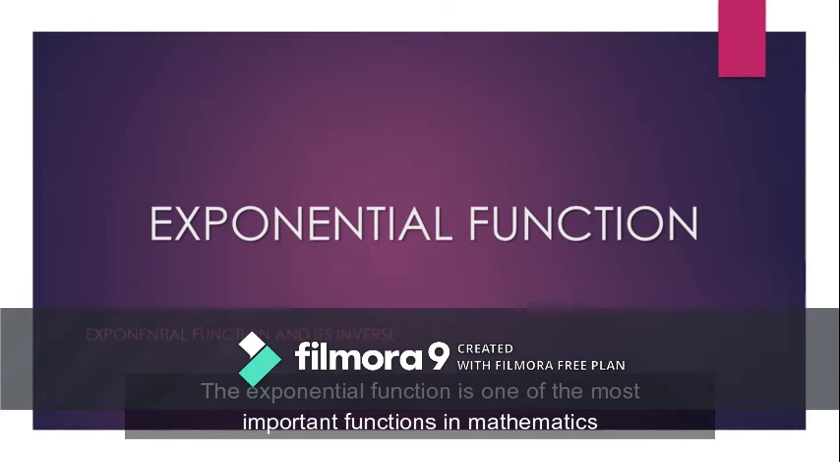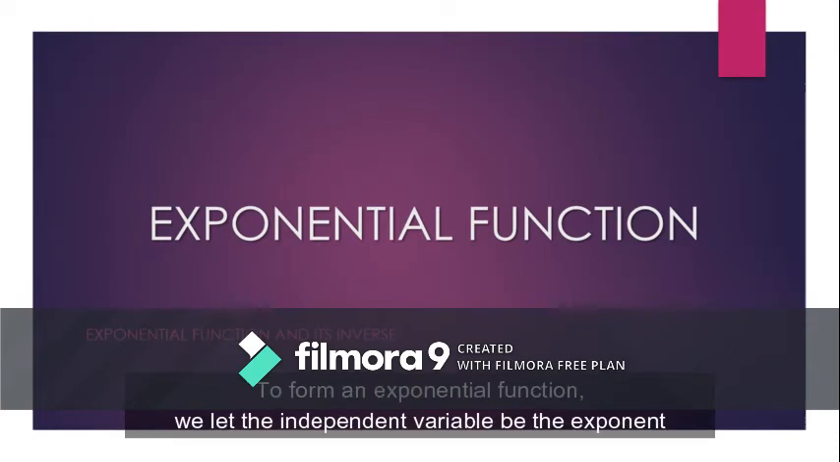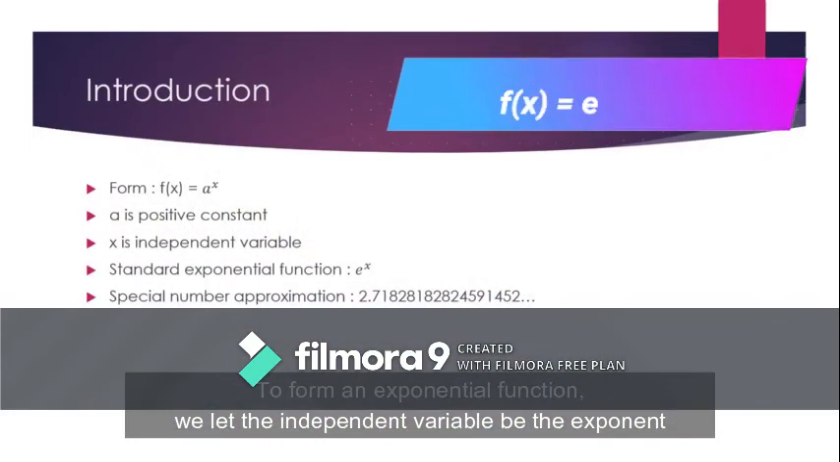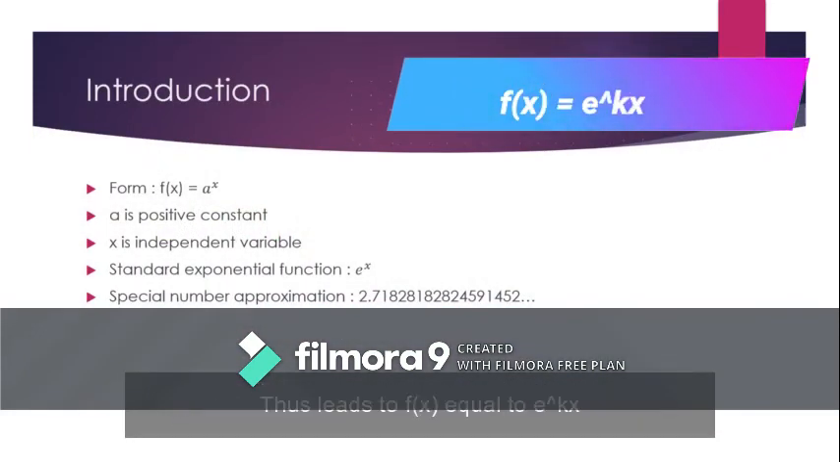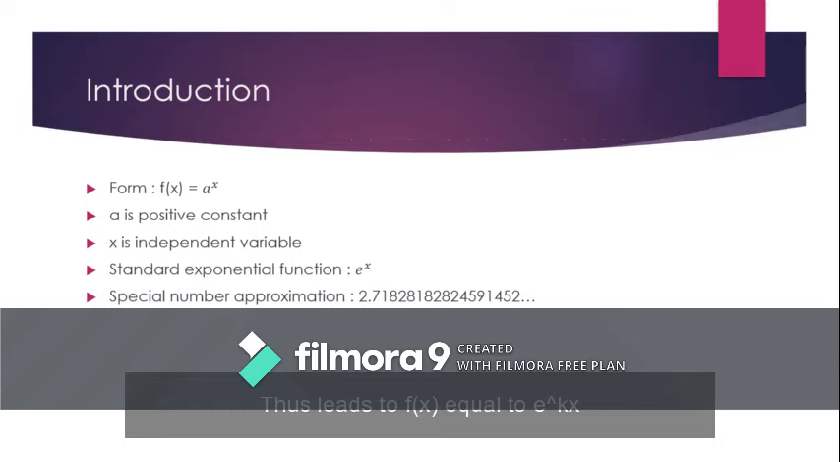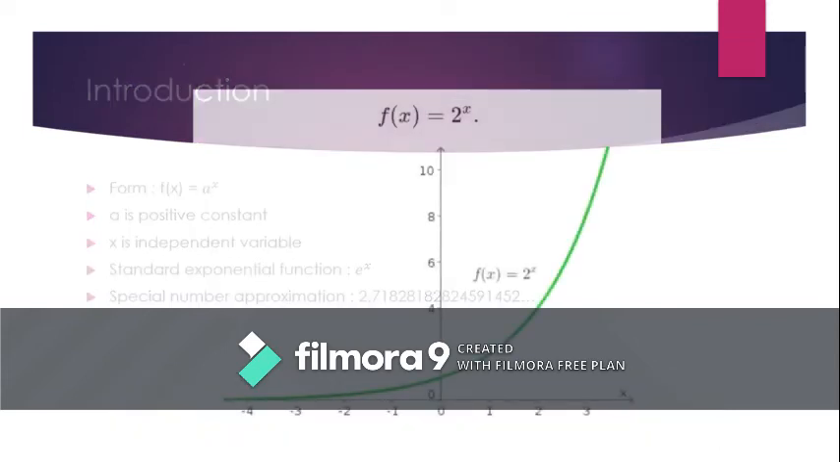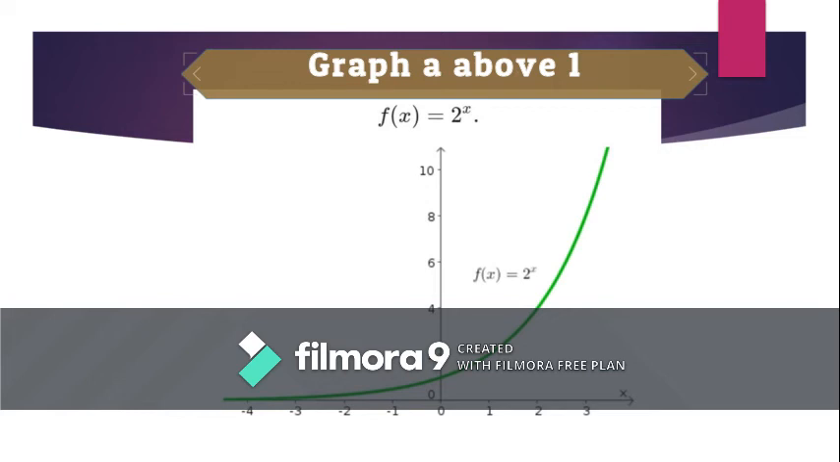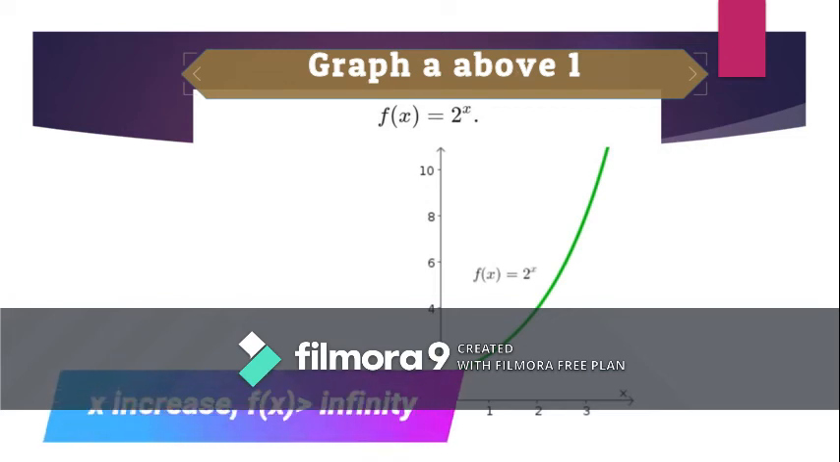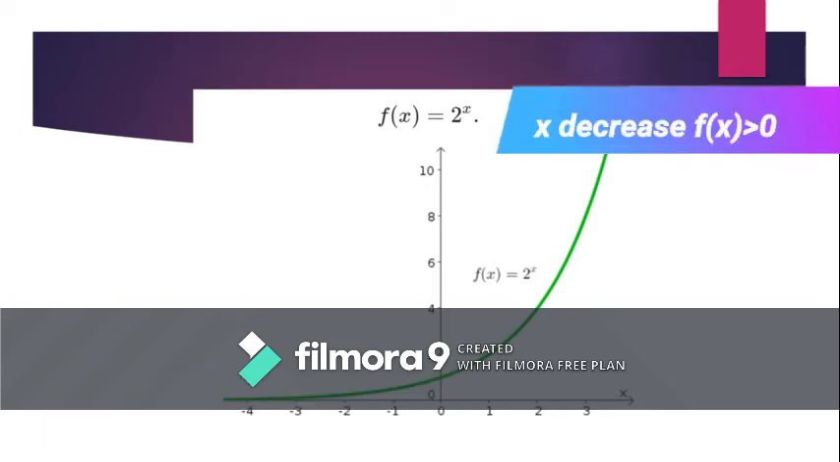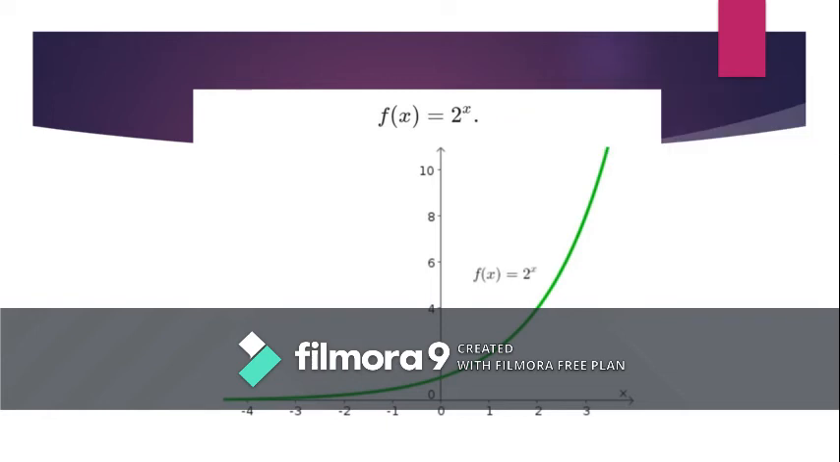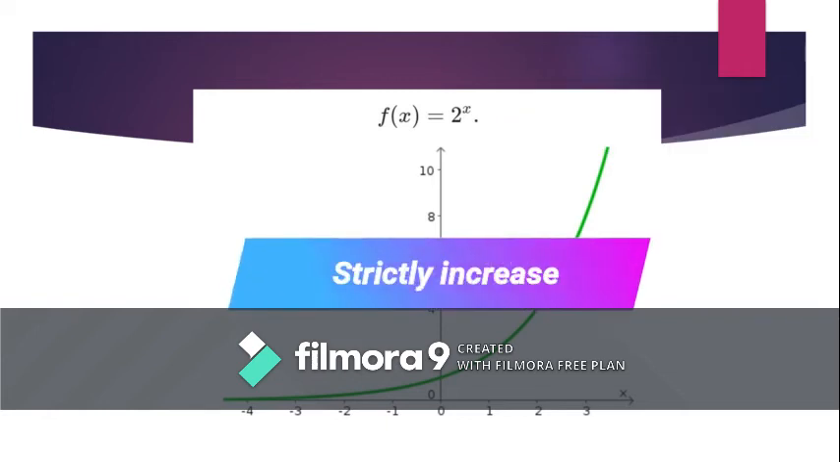The exponential function is one of the most important functions in mathematics. To form an exponential function, we let the independent variable be the exponent. Thus, it leads to f(x) equals e to the power of kx. This is a graph where a is above 1. This graph shows that when x increases, f(x) heads to infinity. As x decreases, f(x) heads to 0. This is a strictly increasing function.